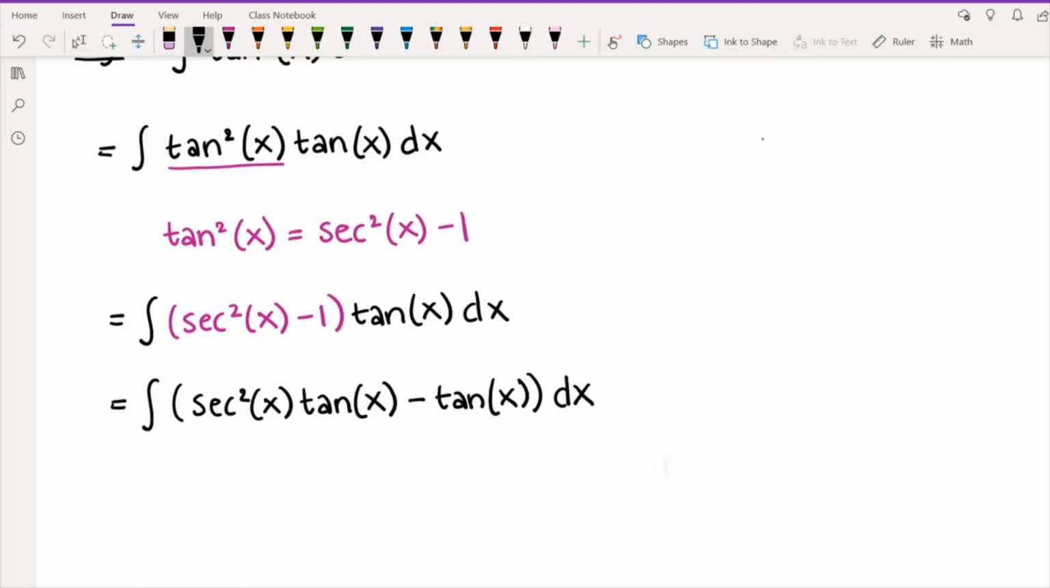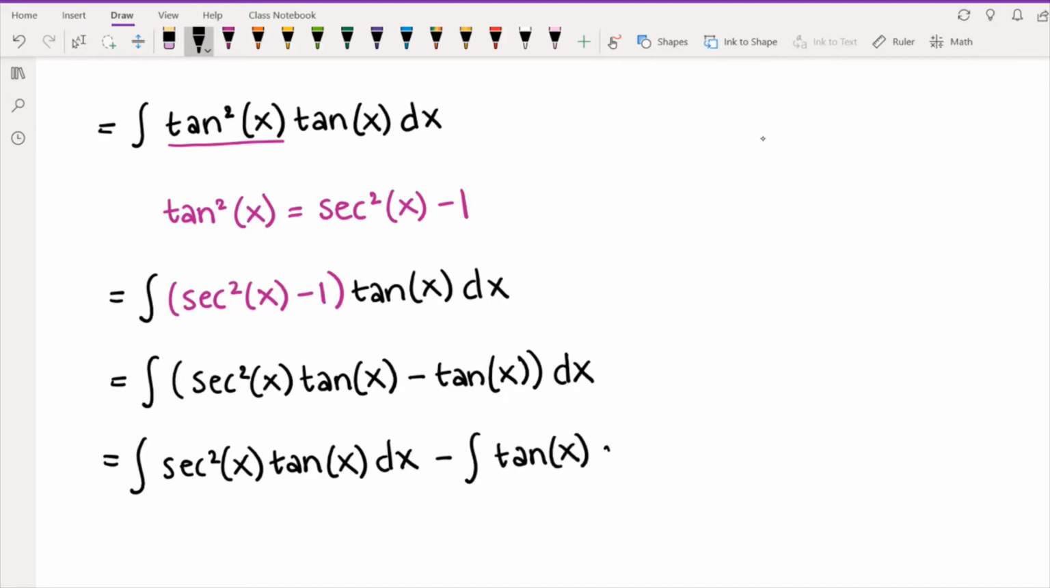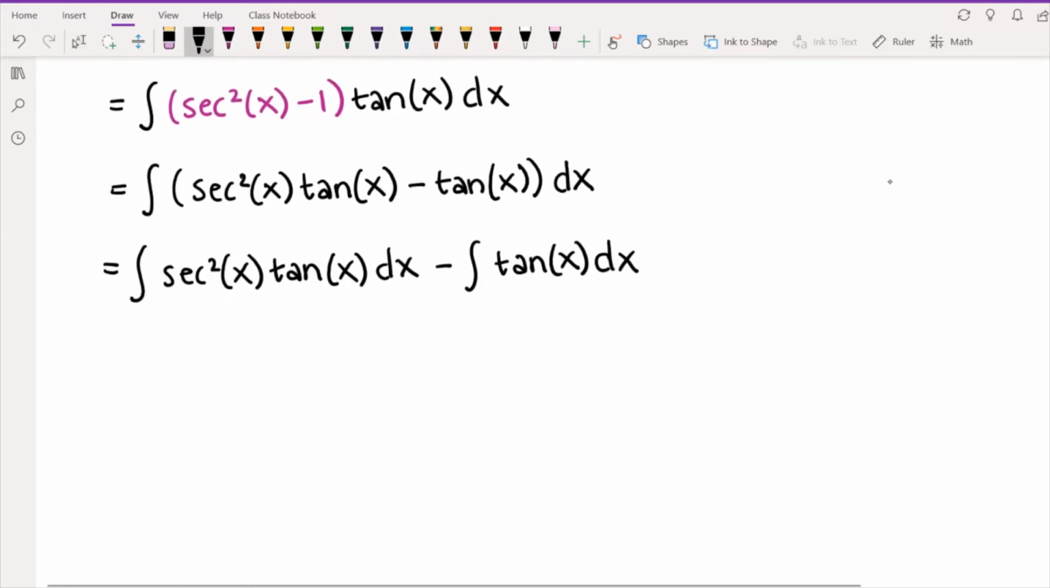And now we can split this into two integrals, right? So we can rewrite this as the integral of secant squared of x times tangent of x dx minus the integral of tangent of x. And so now we're in pretty good shape because we'll see that we can do a substitution on the first integral, and then we know already from the previous page the antiderivative of tangent of x.